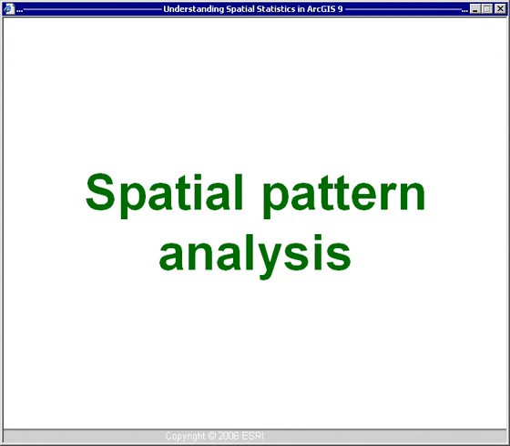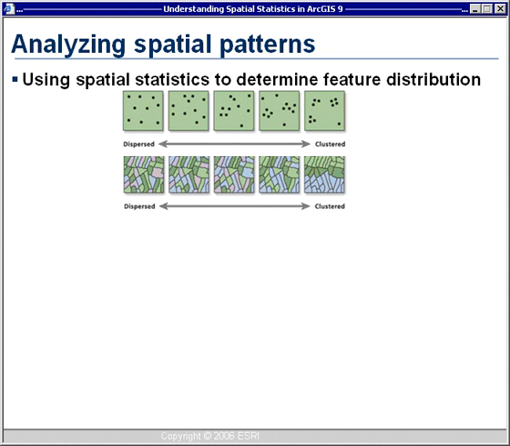Now let's talk about our next category of spatial statistics tools, spatial pattern analysis. These tools give us ways to measure the degree to which our features are clustered, dispersed, or randomly distributed across a study area. When we talk about analyzing spatial patterns, we are interested in finding out if there are underlying spatial processes influencing the location of our features. Are our features randomly located throughout the study area, or are they displaying a clustering or a dispersed pattern?